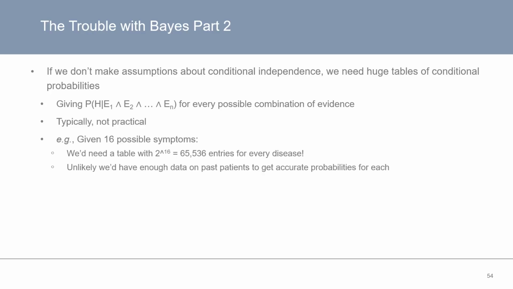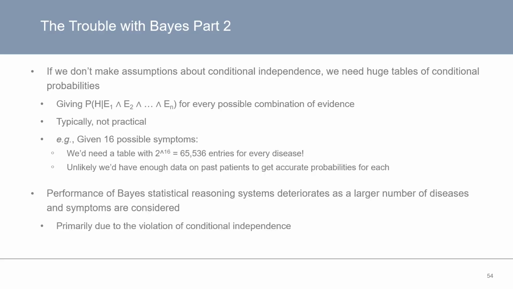So for example, given 16 possible symptoms, we'd need a table with 2 to the power of 16, or over 65,000 entries for every disease. It's unlikely that we would have enough data on past patients to get accurate probabilities for each. So the message here is that the performance of Bayesian statistical reasoning systems deteriorates as larger numbers of diseases and symptoms are considered, and this is primarily due to the violation of conditional independence that we've discussed.